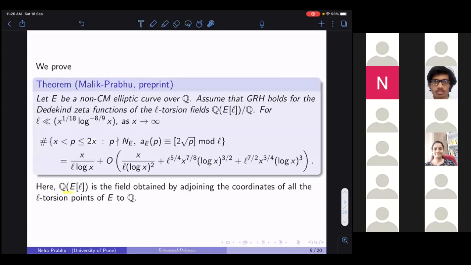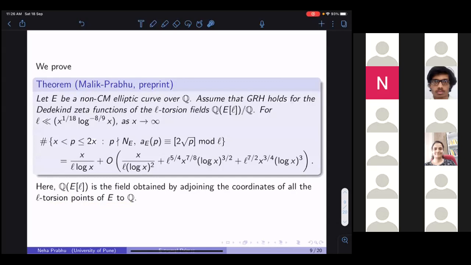So Q adjoin E[L] is just the field obtained by adjoining the coordinates of all the L-torsion points of E to Q. Okay, so given an elliptic curve, you know that there's an addition law, and so L-torsion just means L times a point is the identity of the group of the curve.